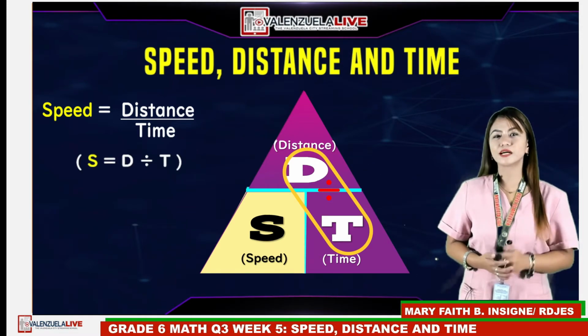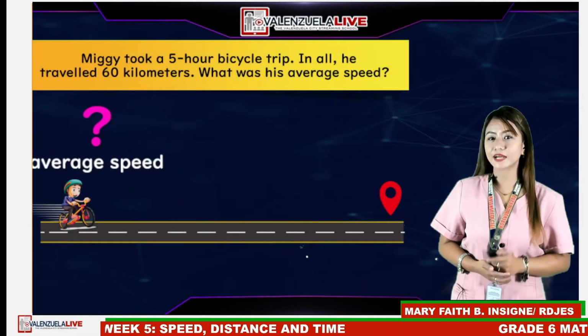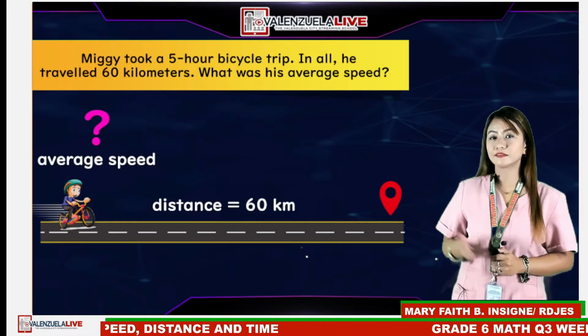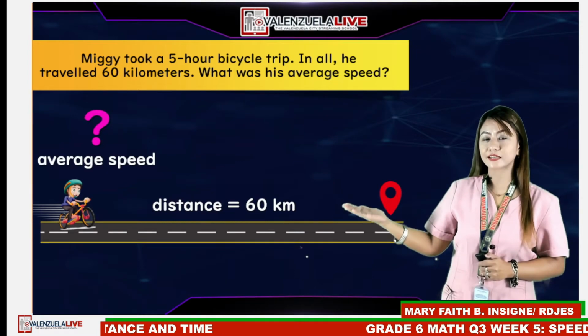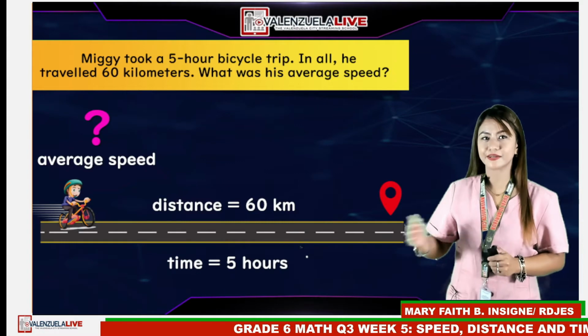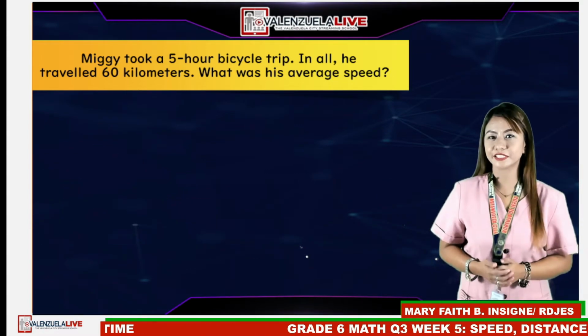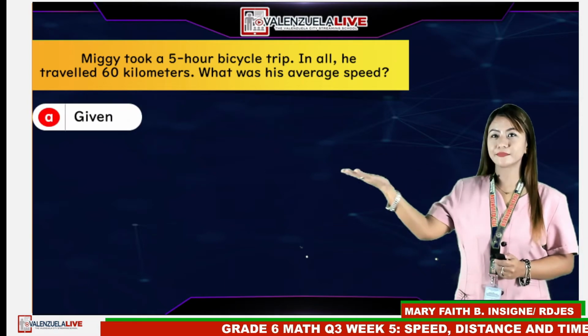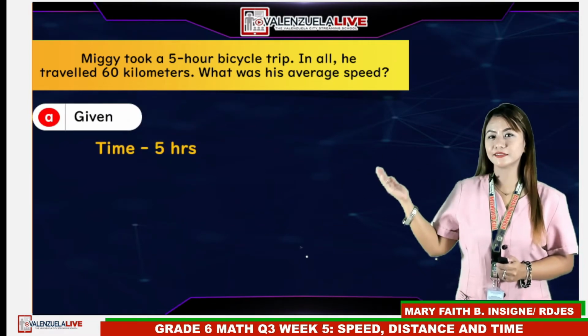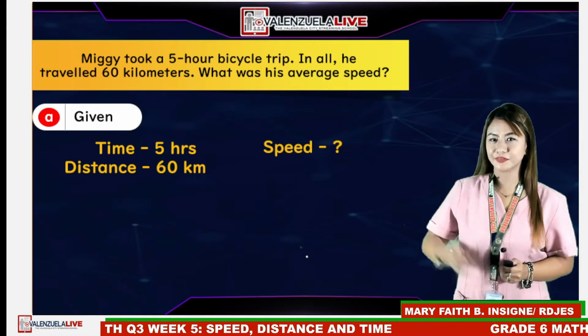Now, let's go back to our problem. We are going to find the average speed with 60 kilometers as the total distance traveled, and the time is 5 hours. Let's write down the given first. So we have the time is 5 hours, the distance is 60 kilometers, and the speed is unknown.